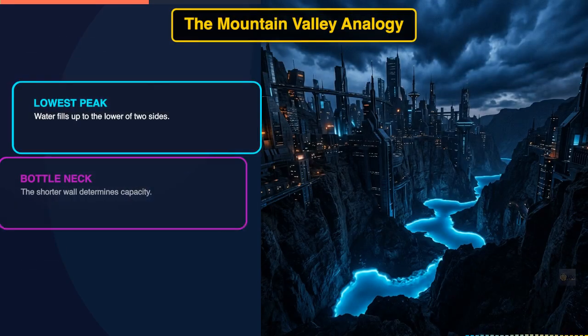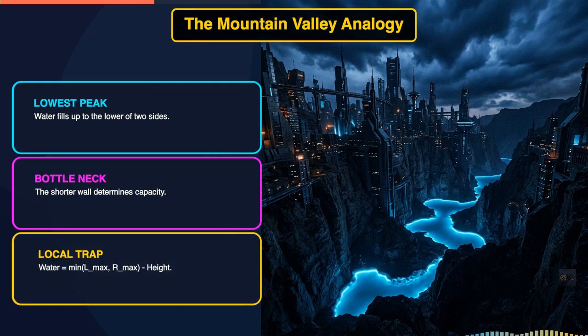Imagine a mountain range with several valleys. If you pour water into a valley, it will rise until it reaches the height of the lowest peak on either side. If it goes any higher, it just spills over. This lowest peak rule is the secret to solving this problem efficiently.